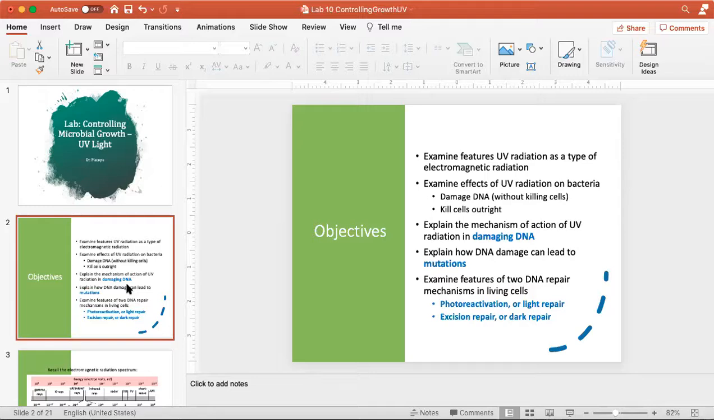We're going to talk about what's called photoreactivation, or light repair, as it's sometimes called. And we're going to talk about excision repair, or what's also known as dark repair. We'll do an experiment today where we expose bacteria to ultraviolet light, and we'll look to see whether or not one or both of these pathways can be activated in order to repair exposed bacterial cells.